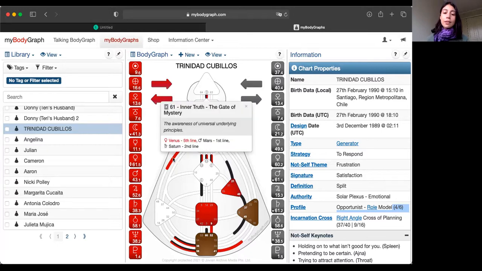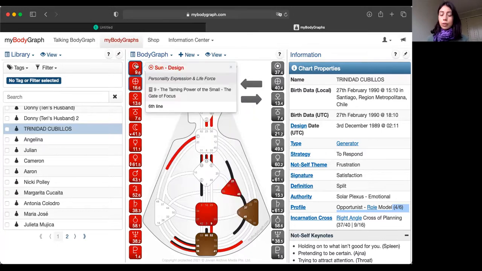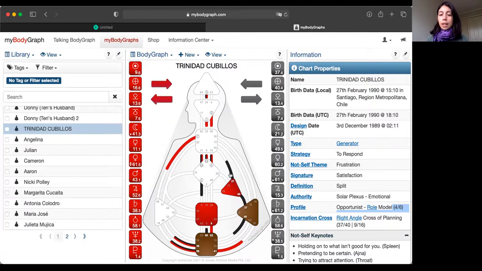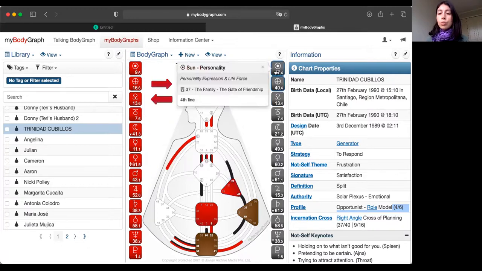So when you have something that's red, it's actually activated through your design side. When you have something that's black, it's actually activated through your personality side. When it's black or personality, it's going to be something you see more obviously in you. When it's red or design, it's going to be more subconscious, more unconscious. It's going to be something that people see in you, but you don't necessarily recognize yourself.